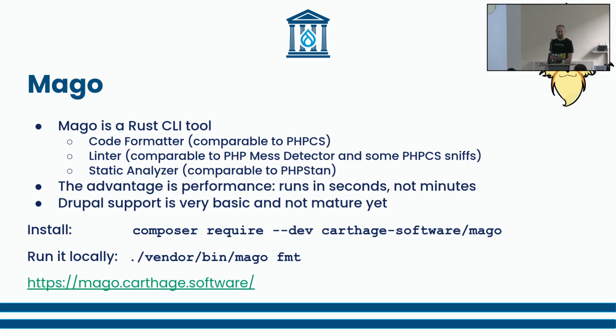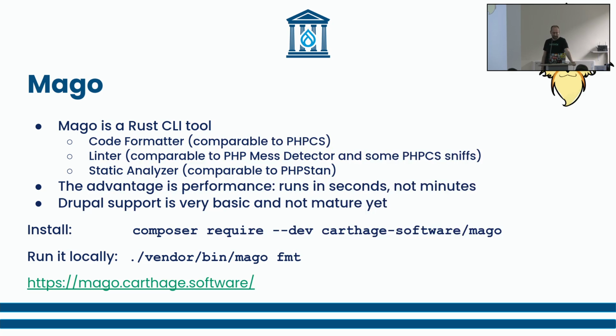Now let's look a little bit at Mago. Mago is a newer project for checking PHP code. It's written in Rust. So Rust is a high-performance systems programming language. Compared to PHP, it compiles before it runs, so it can really output optimized machine code, which is similar in performance to C and C++, so it runs really fast.